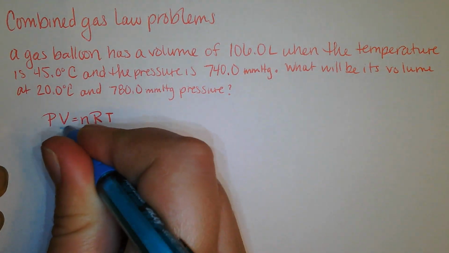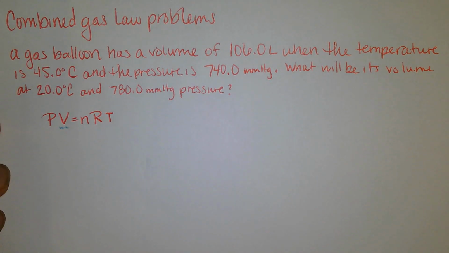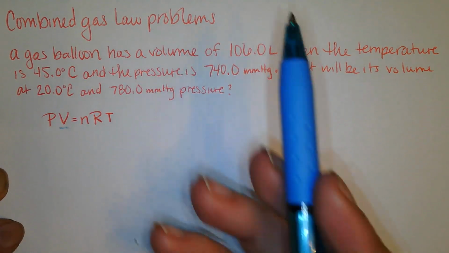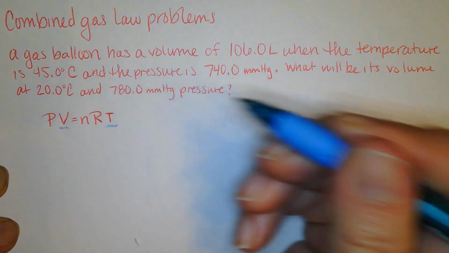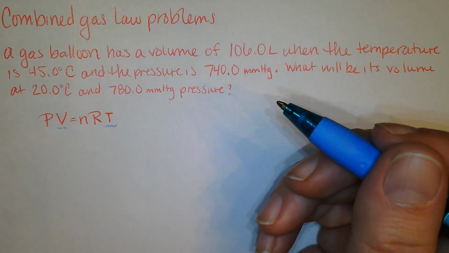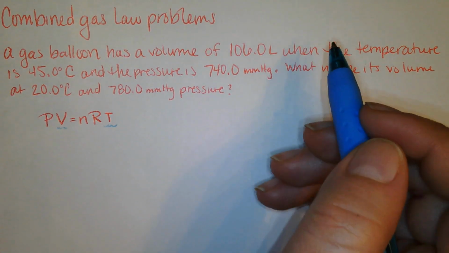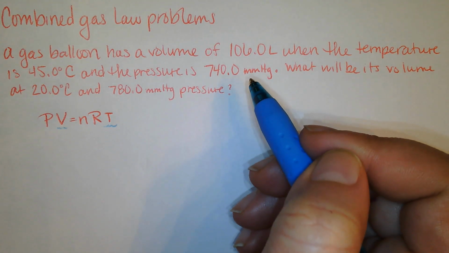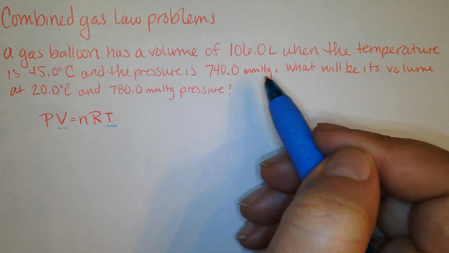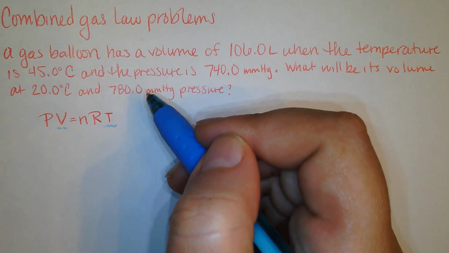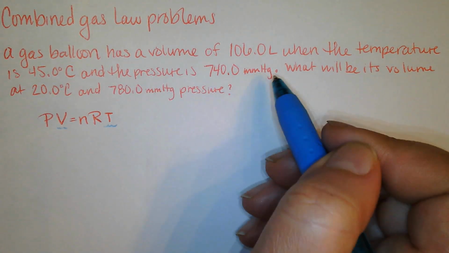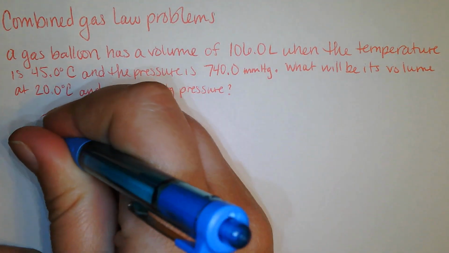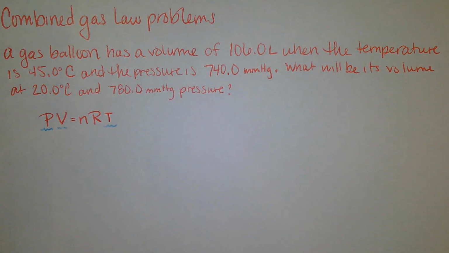So volume is changing. The temperature is starting at 45 degrees Celsius and it's going to change to 20 degrees Celsius. So the temperature is changing. And the other thing that's changing is pressure, 740 mmHg, and that's going to change to 780 mmHg. And once again, this is just another unit of pressure. Don't worry about what it is. We're just going to do the math. So those are the three values that are changing.